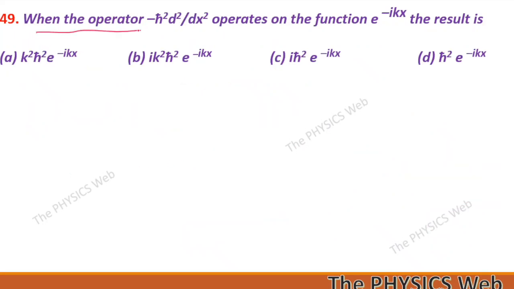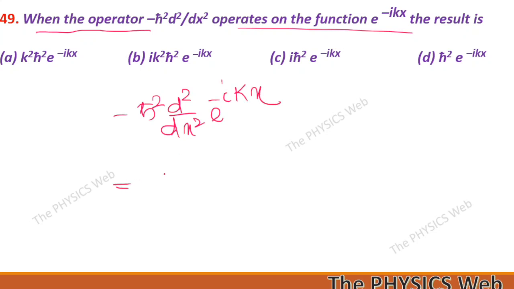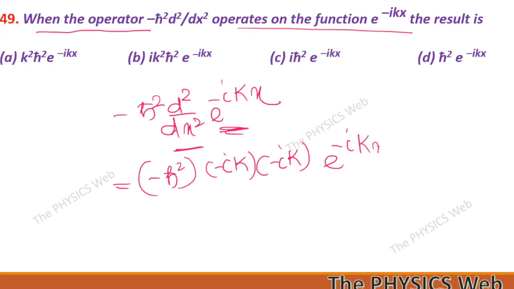Next, 49. When the operator operates on the function, the result is, minus h cut square d square by dx square on exponential minus ikx. So this will be a two-time derivative of this function. Minus h cut square, minus ik, exponential minus ikx. From here there will be one minus, so plus h cut square k square exponential minus ikx. So A is your correct option.